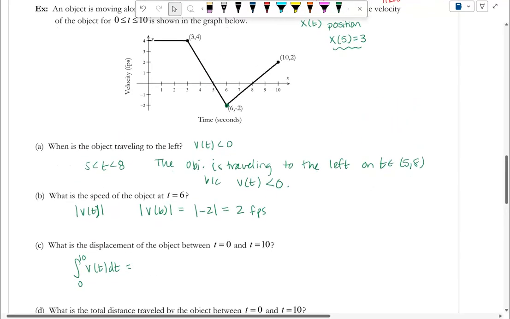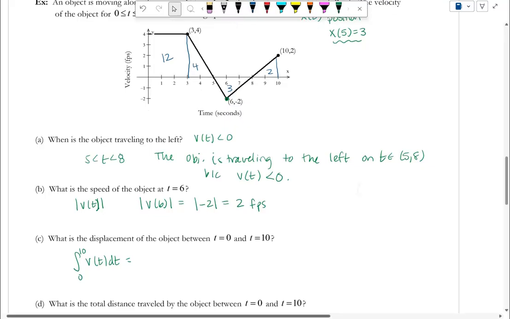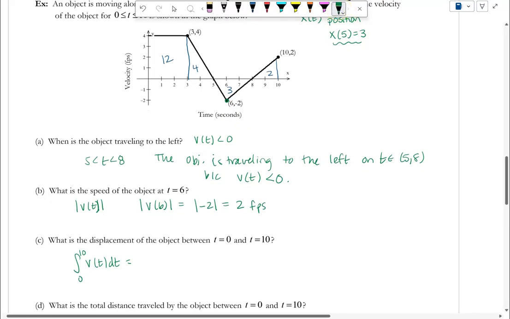All right, using our graph, I like to just break this up into easy shapes. So I've got a rectangle here that's 3 by 4. A triangle here that's 2 by 4, so that has an area of 4. A triangle down here that is going to have an area of 3. And then this little triangle has an area of 2. If I'm finding my displacement, the signs matter. So I'm going to add 12 plus 4 plus negative 3, because that area below the x-axis there is negative, plus 2, and I end up getting 15 feet.